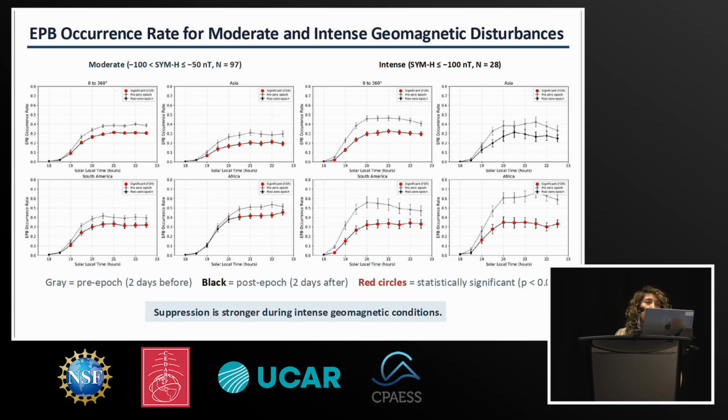These plots are very similar to the ones I showed before, but here I separated the events on moderate on the left and intense on the right side. The main takeaway here is that the gap between the pre and post-epoch occurrence rate is more pronounced for the intense events. This is very clear in both South America and Africa.